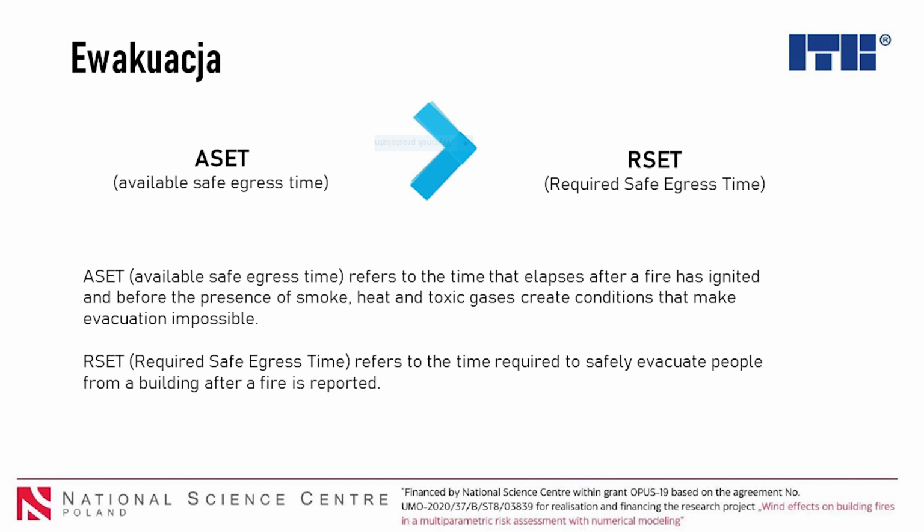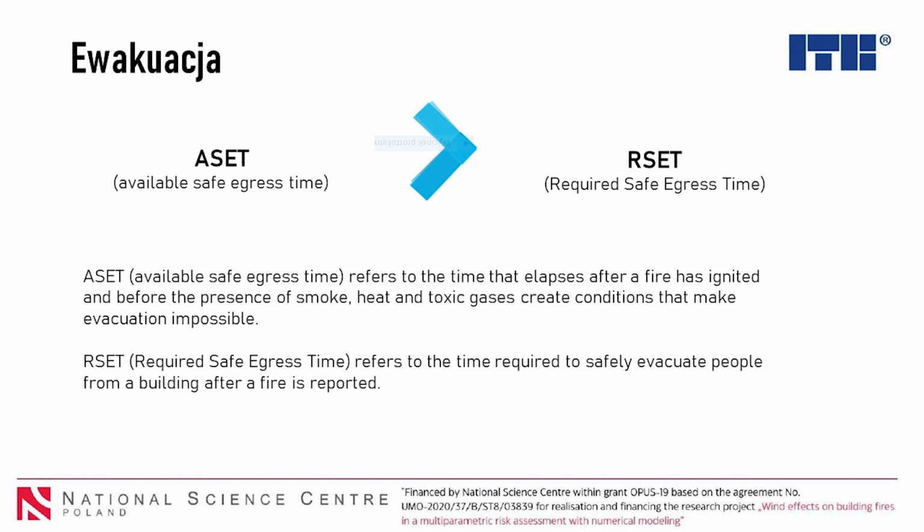This is the time for people's reaction. And after that, we have the movement time, which is the time from the reaction to the moment when people are in a safe position, in a safe fire zone. So this is the RSET, the required time, and the required time has to be smaller than the available time for safe egress. When we have these two parameters, we can say that if ASET is bigger than RSET, then we have a safe system.